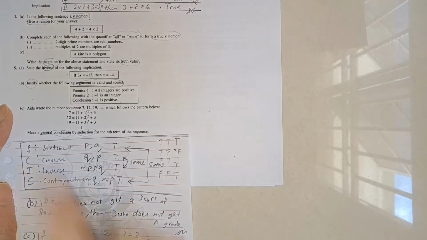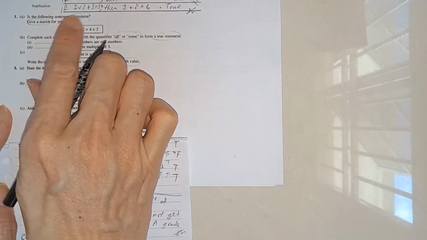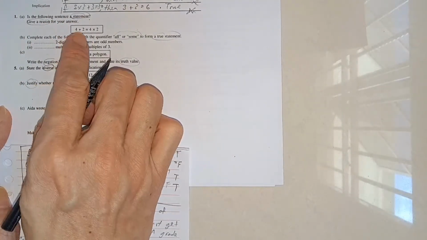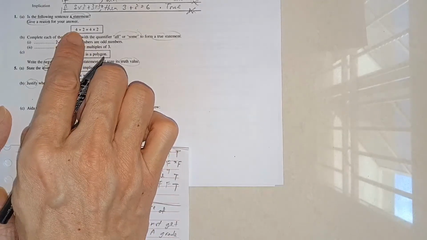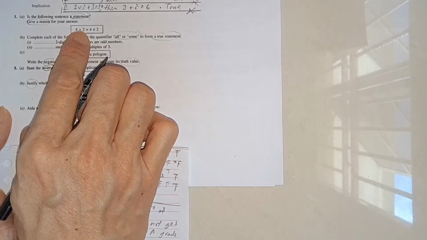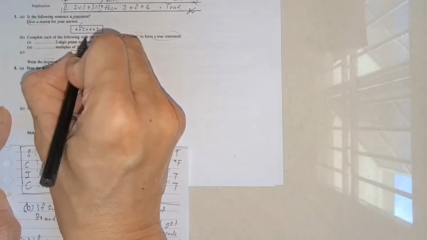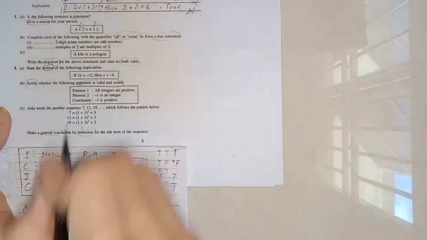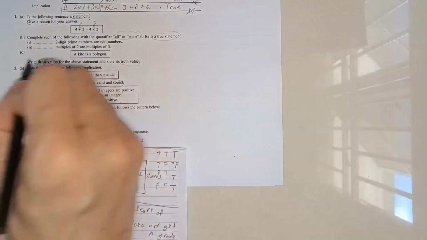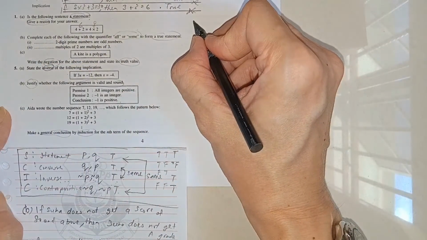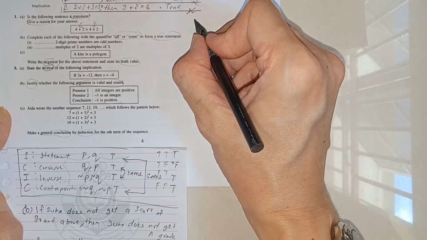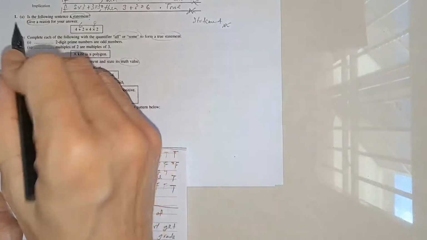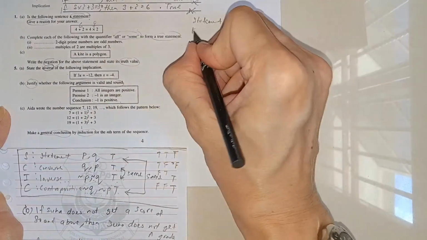So we look at number one. Is the following sentence a statement? If there's true and false, then it's a statement. 4 plus 2 equal to 6. 4 times 2 is equal to 8, so not equal. So it's a statement because it's false. Is it a statement? Yes, a statement. Then give a reason: because it's a false statement.